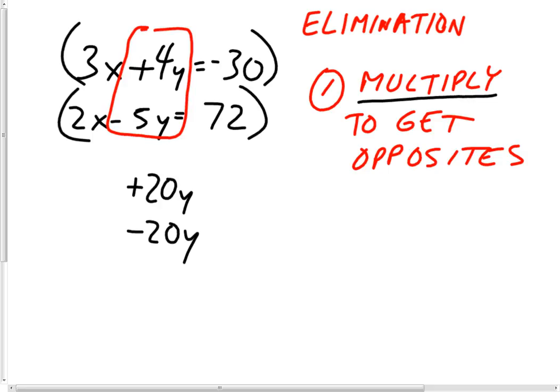What would you multiply the first equation by to get from a 4y to a 20y? 5. Put a big 5 over there. We're going to do whatever it takes to multiply to get opposites. But everything has to be multiplied. My other class is multiplying the first 2 and then they're forgetting about the third one. Everything. What's 5 times 3x? What is 5 times -30? 5 times -30 equals -150.